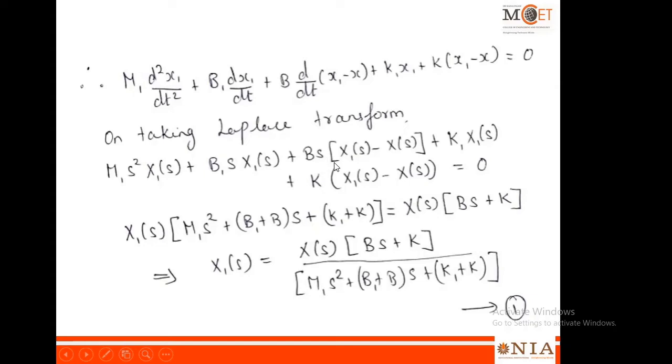Taking s common, you get this expression. This is k1 into capital X1 of s. After taking Laplace on this, you will get k into X1 of s minus X of s is equal to 0. So just do a small rearrangement here, so that you get the expression for capital X1 of s.